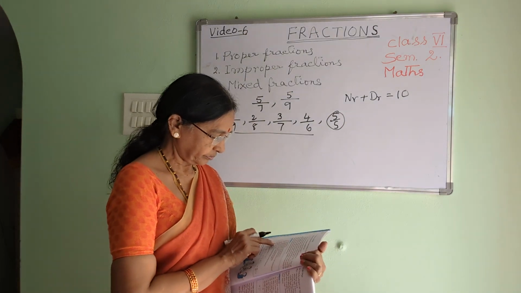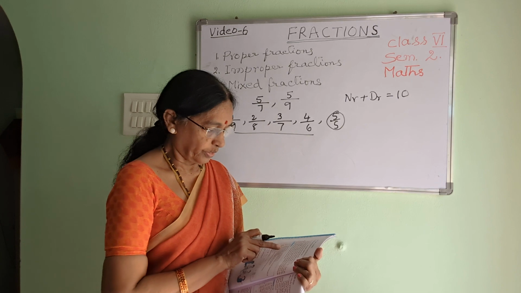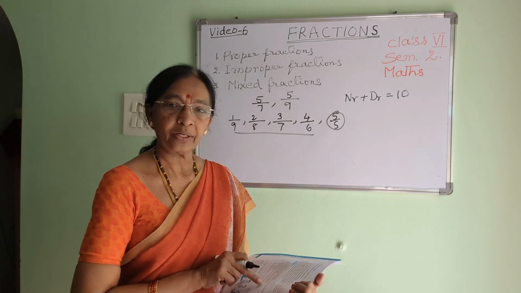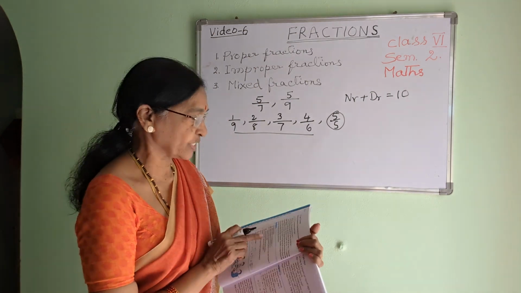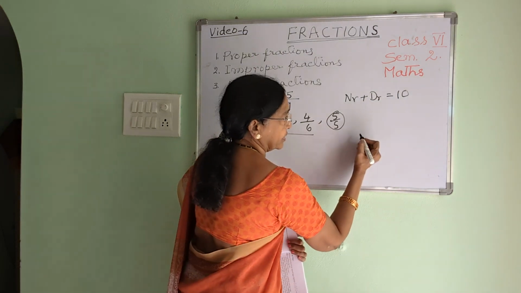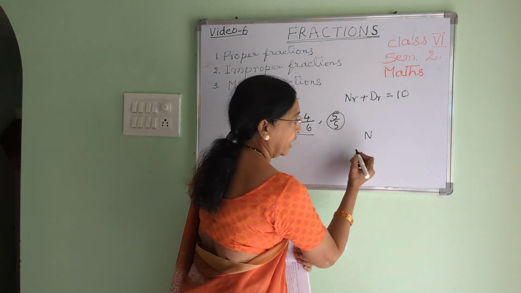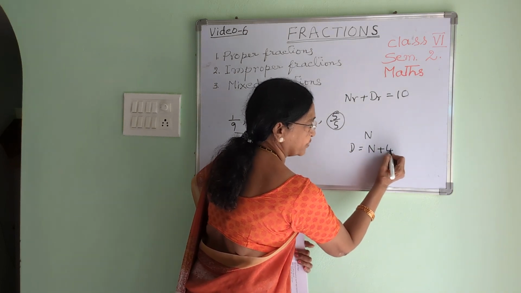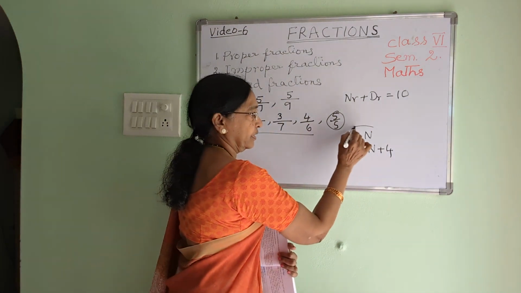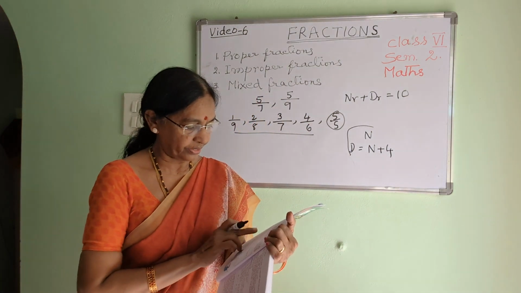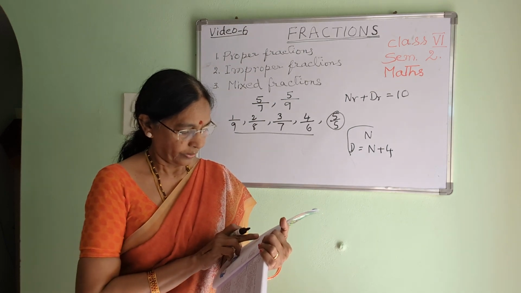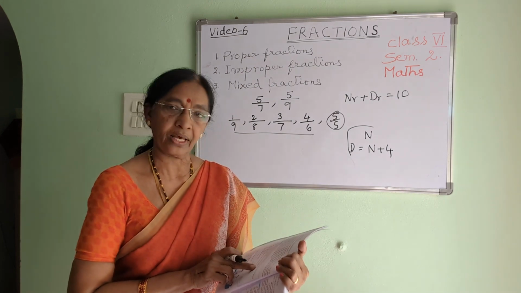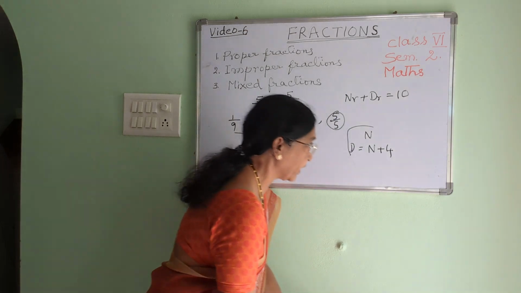Next, give a proper fraction whose denominator is 4 more than the numerator. Suppose the numerator is n. The denominator is 4 more than the numerator, that is numerator plus 4. How many more can you make whose denominator is 4 more than the numerator?